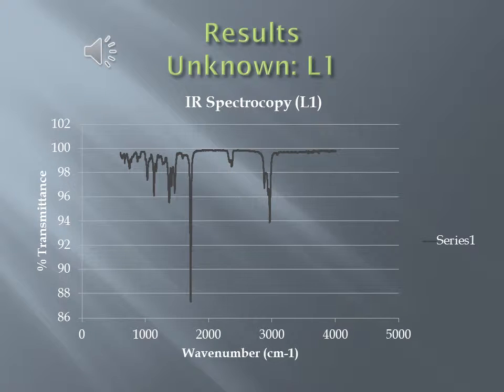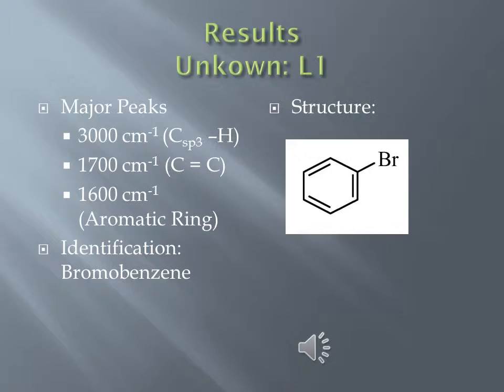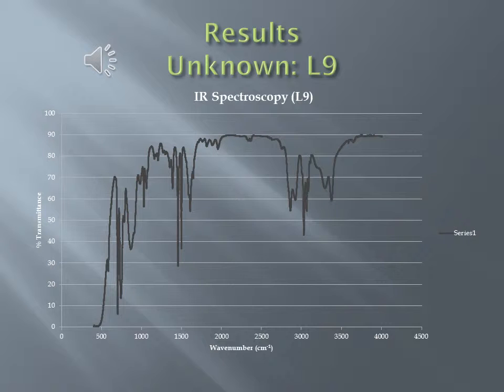That was obtained from the IR spectrometer when we ran the test for the unknown liquid L1. This is an extension of the results from the run on the unknown L1. There were major peaks that were obtained and seen at 3000, which is a C sp3 to an H group. There was a 1700, which is a C double bond to a C, and there was a 1600, which was seen to be an aromatic ring. The structure of this can be seen to the right, and then the identification of this unknown was deemed to be bromobenzene.